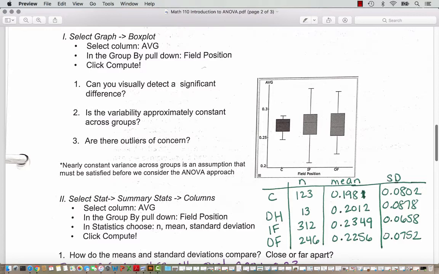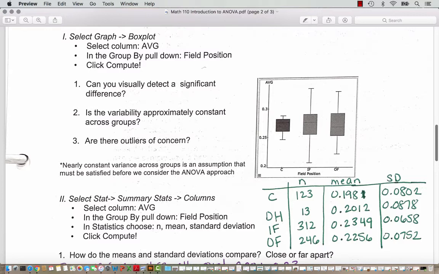So these are the conditions that we check to make sure we can use analysis of variance. If we had some really different looking box plots or some outliers that were way far out there, then we might be concerned and say maybe we don't want to use this method of analysis. But since we have close enough to nearly constant variance, we're going to say that we can use this analysis of variance approach.